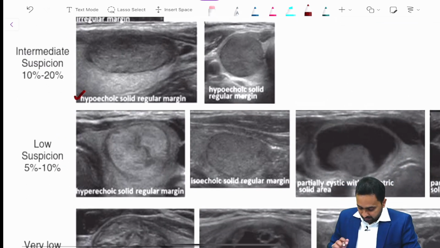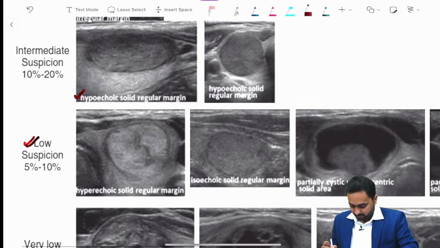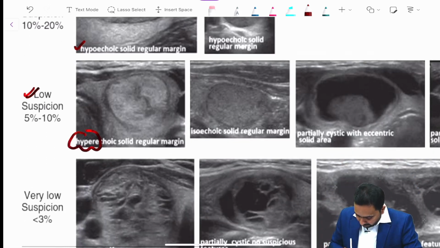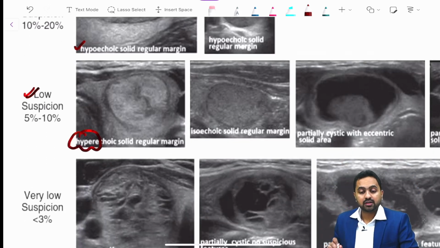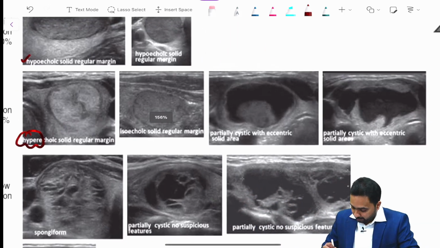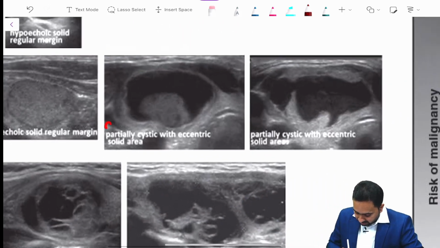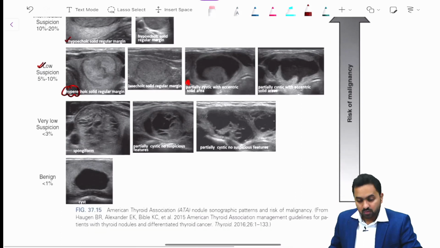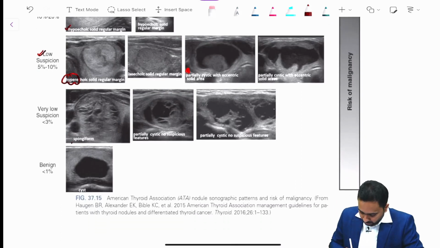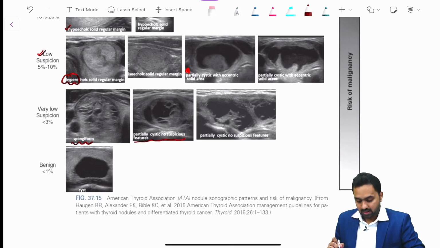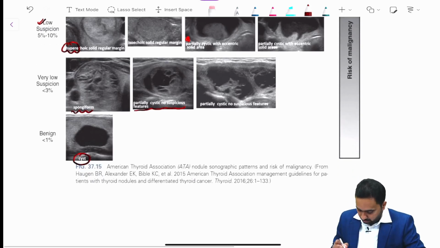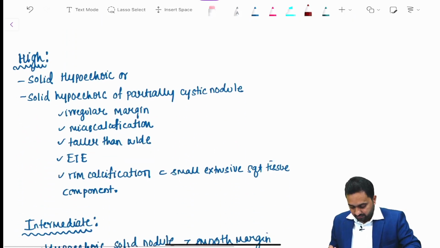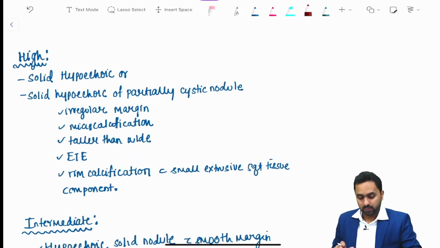Now the low suspicious criteria would include hyperechoic, right, hyperechoic solid with regular margin, and a partially cystic nodule with an eccentric solid area, as demonstrated in this ultrasonography image. Now your very low suspicious would include spongiform or partially cystic with no suspicious feature, and a benign one would be only a cyst. So we have further written it down here for you.